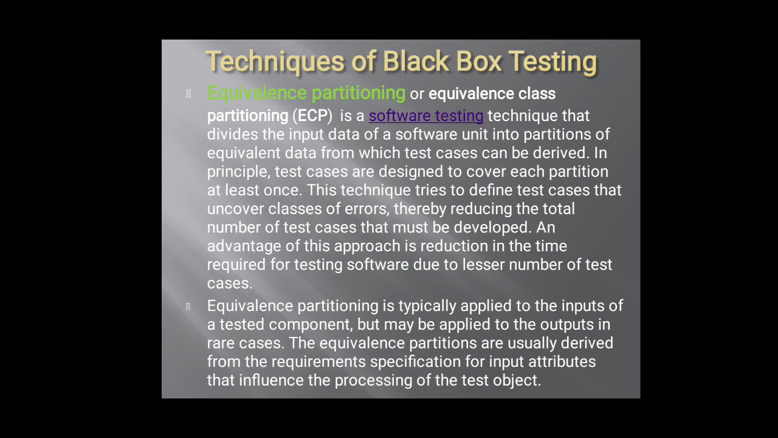So for writing Prajakta, I require 8 letters, which can be from A to Z, any letter which I am taking. And in that, if I divide my letters into A to C, one partition, D to F, one partition, and so on, I divide my partitions according to which I have to apply test cases on my text box. So this is called partitioning, equivalence partitioning.